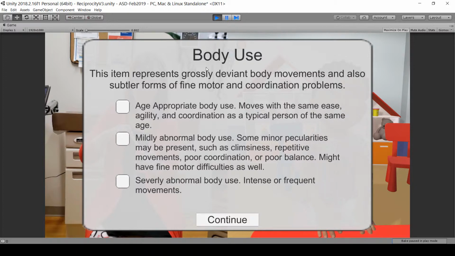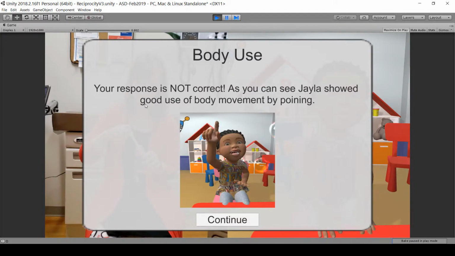Another question is about body use. Again, it's age appropriate, mildly abnormal, and severely abnormal. If we choose the wrong answer, we'll get feedback. Your answer is not correct. As you can see, Jayla showed good use of body movement by pointing.